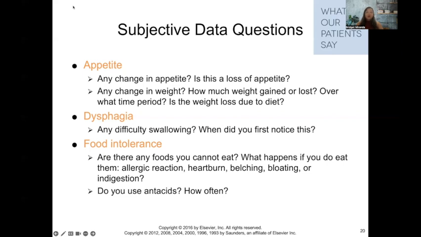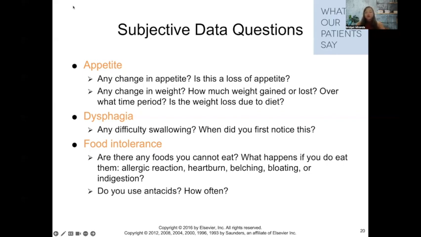Additionally, because we are talking about the GI system, we need to ask them about any food intolerances. Are there things that you are known to be allergic to, things that you may be sensitive to when you eat? What happens when you eat these foods? Is there an allergic reaction versus stomach discomfort? Does it increase bloating, distension? Do you have increased gas in your intestines? Does it cause heartburn?